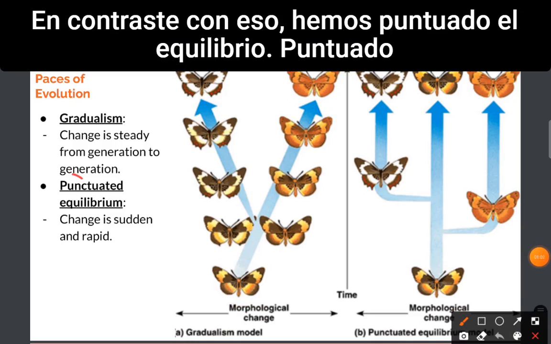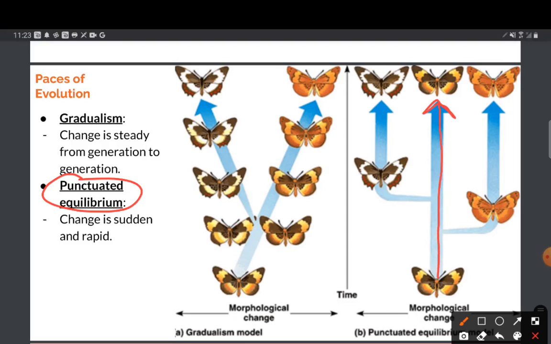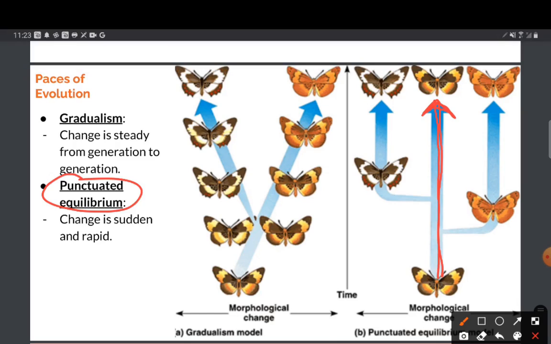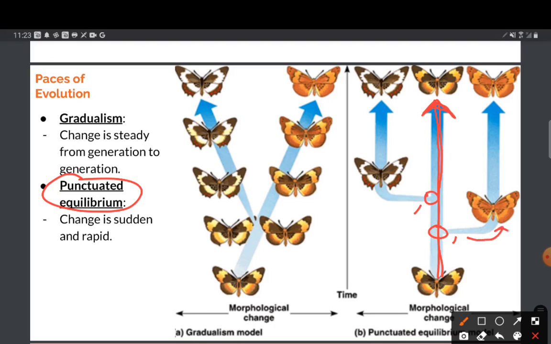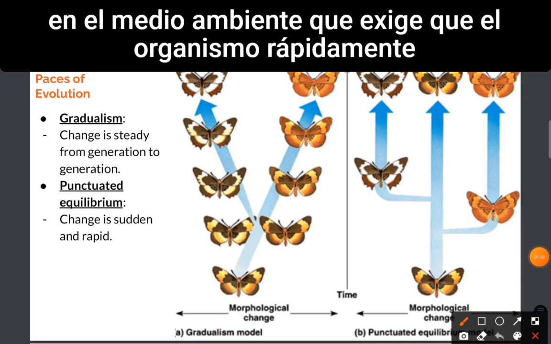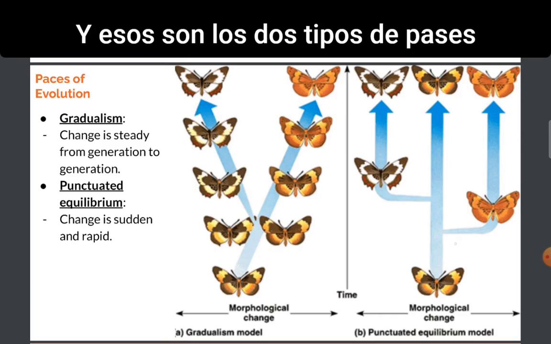In contrast to that, we have punctuated equilibrium. Punctuated equilibrium means that a creature does not change. That is what equilibrium is. When a creature does not evolve, it is said to be in equilibrium. However, we punctuate that with rapid change here and here. This is usually the result of something drastic changing in the environment, which demands that the organism quickly change rather than slowly. And so those are the two types of paces we see.